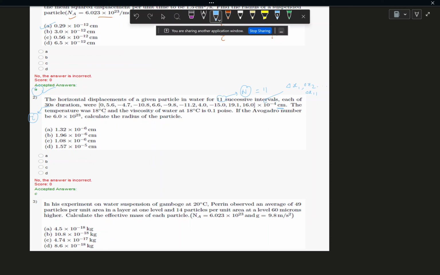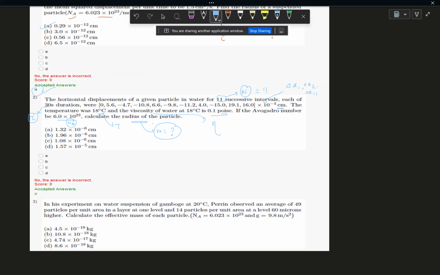The temperature T is mentioned as 18 degrees centigrade; you can convert it into Kelvin. The viscosity of water at that temperature, because it is a temperature dependent quantity, is also given in CGS, that is poise. The Avogadro number is also given to be taken as Na, 6.0 into 10 to the power 23. Then calculate the radius of the particle. This problem is almost similar to the earlier one, because the formula you need to use is exactly the same, and you again need to calculate the radius r of the particle.